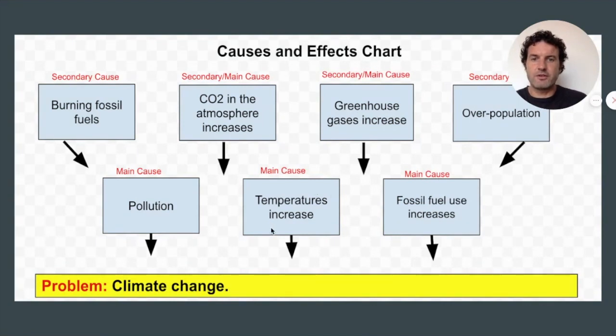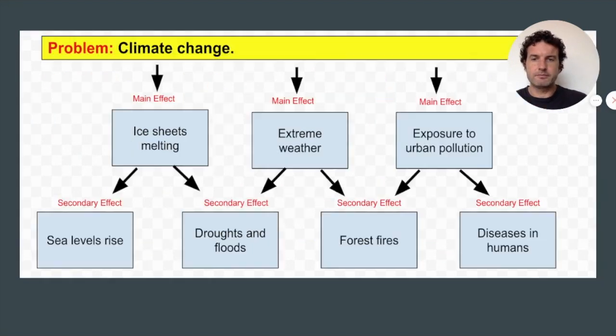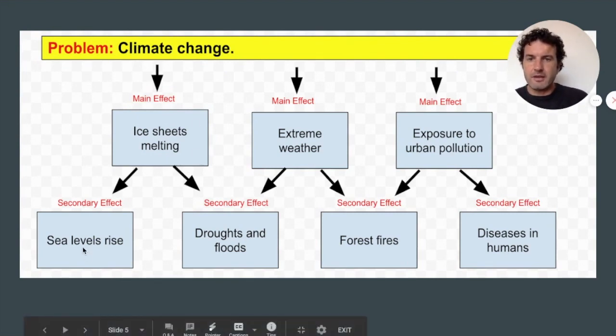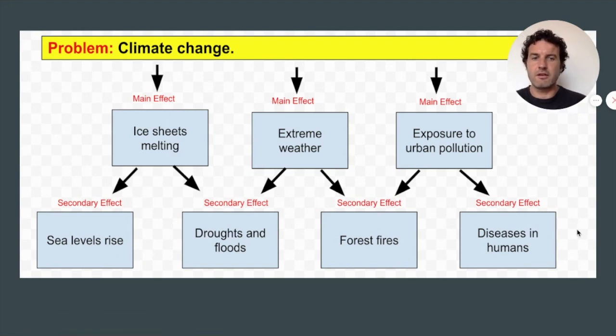And it's the same with temperature increase. It's caused by increased levels of carbon dioxide, but it's also caused by other greenhouse gases. And of course, increased carbon dioxide is itself caused by pollution. So we can see that as we're putting these causes into the chart, they are very much interconnected with one another. So next I looked at effects, and again I was able to identify 3 main effects, and then in turn some secondary effects. And in the same way, these effects are very much interconnected with one another.